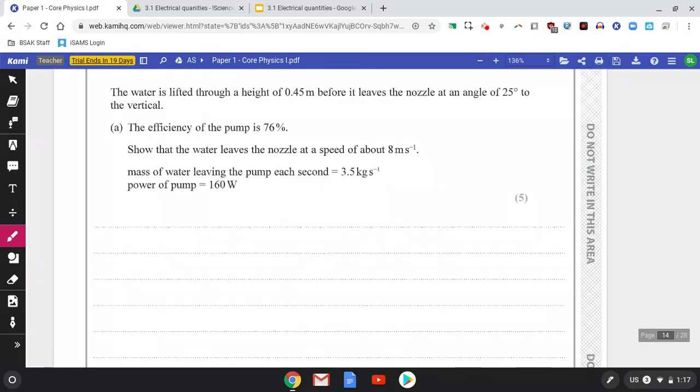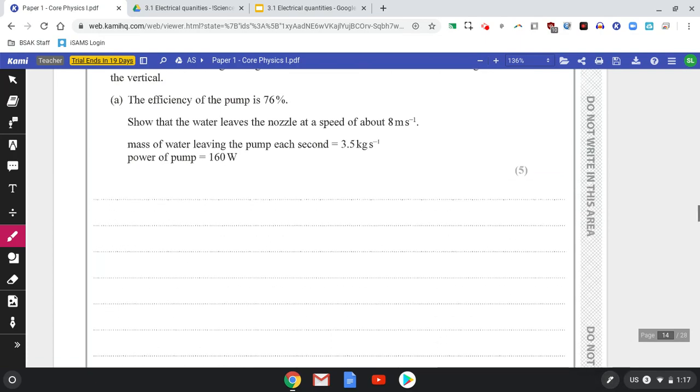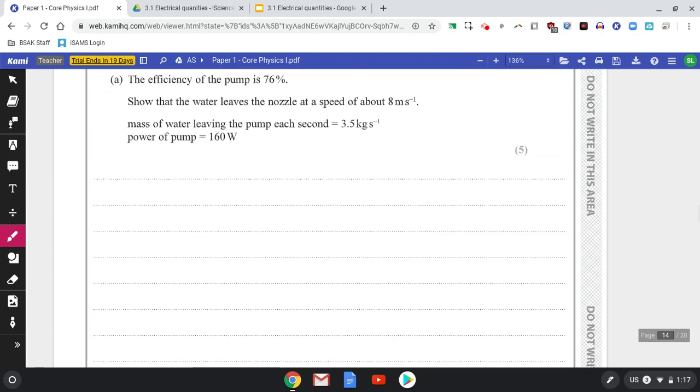Show that the water leaves the nozzle at a speed of 8 meters per second. So it's all about energy. If you see efficiency, you think energy, don't you? Okay, so let's have a little look at this. Right, now we've got power. We've been given values of power. The power in is 160 watts. That's the power of the pump. So the electrical energy is going in to the pump at a rate of 160 joules per second. So that's a good starting point.